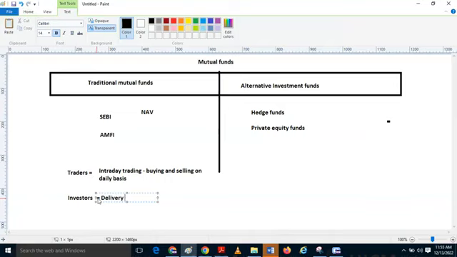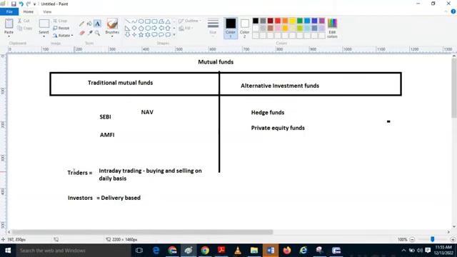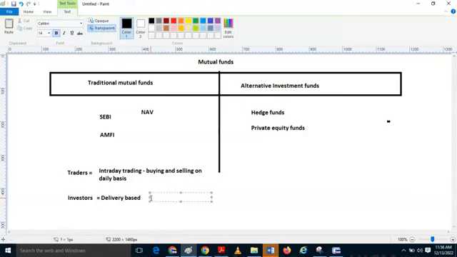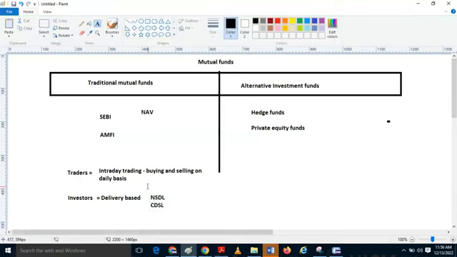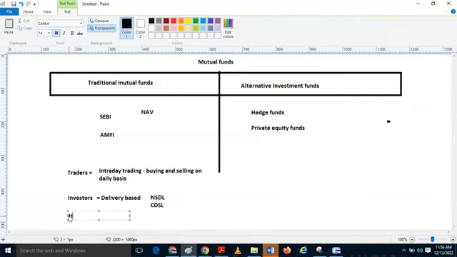I am talking about the equity market. Delivery based means they keep their stocks in their demat account. Demat accounts are like digital lockers. There are two kinds of depositories: NSDL, National Securities Depository Limited, and CDSL, Central Depository Services Limited.